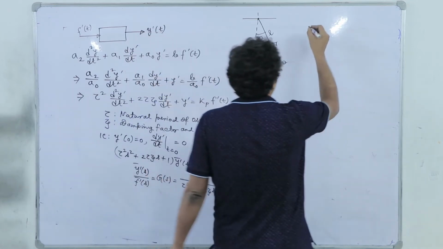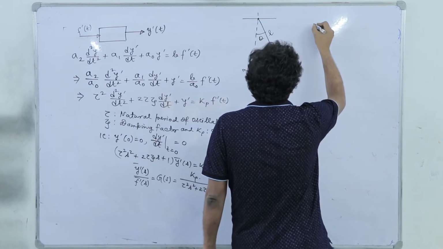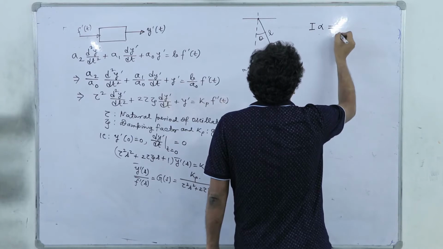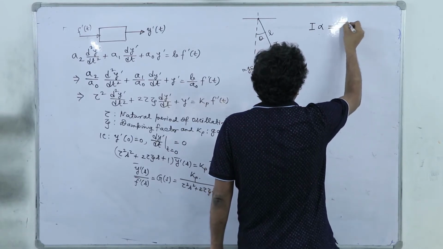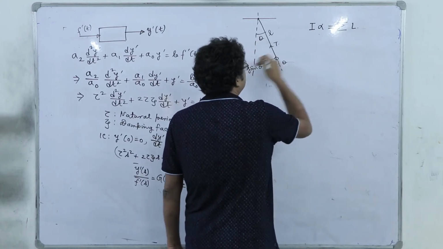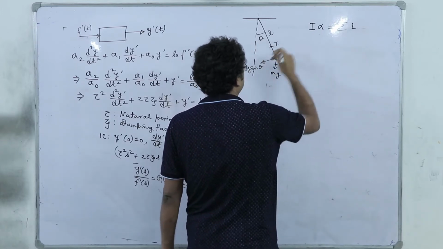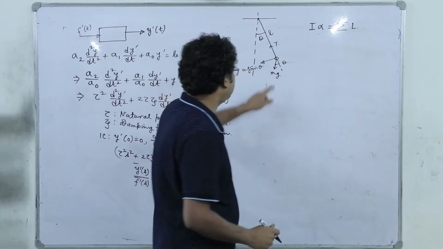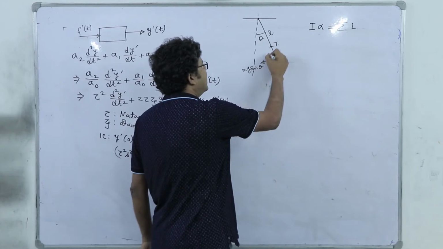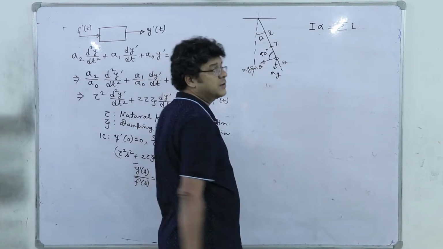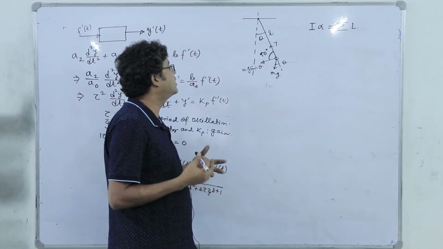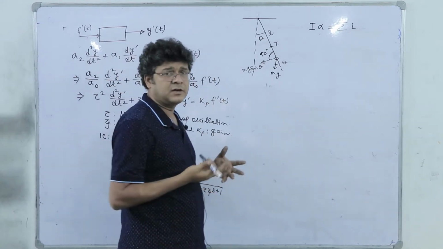Under this situation, the torque balance, we know that I into alpha is equal to the summation of torque, right. So what will happen here: the torque produced by the component of mg is mg sine theta into L. This angle is 90 degrees. Force multiplied by the distance gives you the torque, and that is a kind of restoring torque, right.